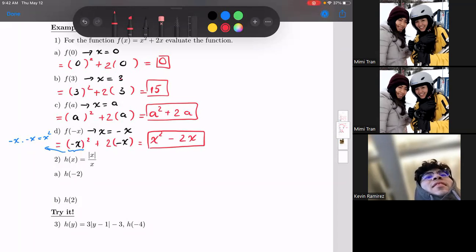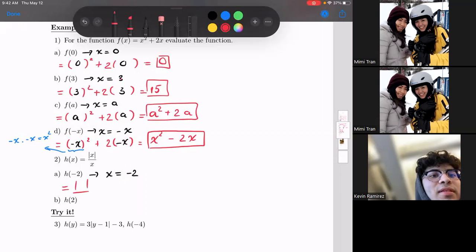All right, so h of negative 2. This means you replace x with negative 2. So this is the absolute value of something over something. I'll write a little smaller. Equal negative absolute value of something over something. So that'll be -2 over -2. The absolute value of -2 is 2, right? And then the -2 in the bottom still stays -2, so -1.